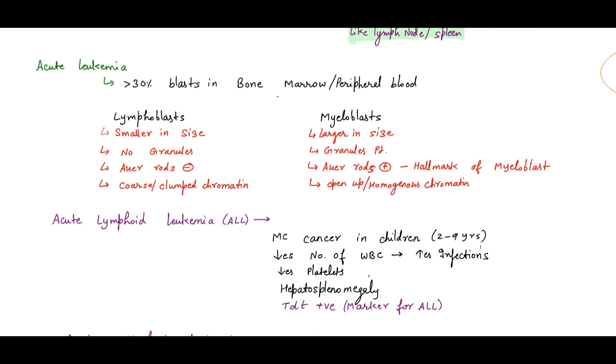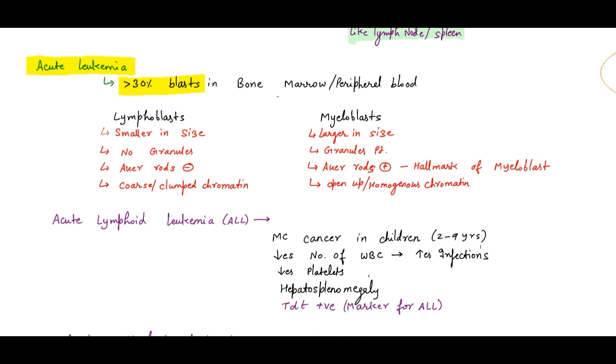Then there is acute leukemia. So what is acute leukemia? Remember, acute means, according to the WHO, more than 20% blasts, but according to other organizations, more than 30% blasts in the bone marrow or peripheral smear. So you can remember acute means there are more blast cells. If there are more blast cells, it will be acute leukemia. Now we have the two blasts.